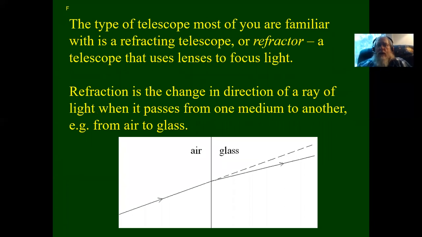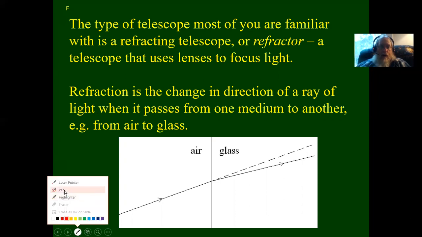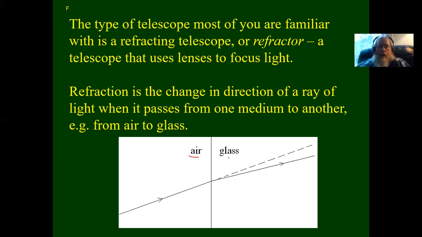Now, I suspect the type of telescope that you're most likely familiar with is what we call a refracting telescope or a refractor. That is a telescope that uses lenses to focus the light. And before we get into telescopes, let me say a bit about the phenomenon of refraction. This is what occurs when light goes from one material to another. Say, for example, you've got light in air. Turn the pen on here. And then it goes into glass.